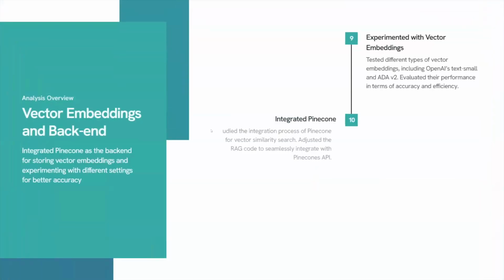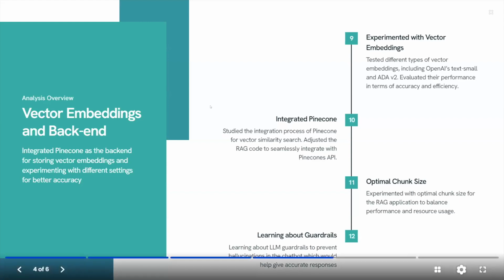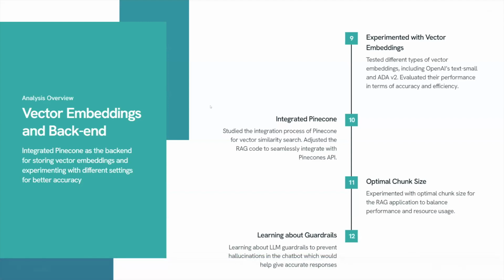So for storing the vector embeddings, I tested two different types of embeddings present in OpenAI. The first one is TextMall and the other one is ADA V2. I compared both of them and decided to go ahead with TextMall as it was giving better performance and accuracy. Then for the backend part, as I mentioned, I used software known as Pinecone. It is one of the leading software used for this purpose, as it provides very quick and accurate responses.